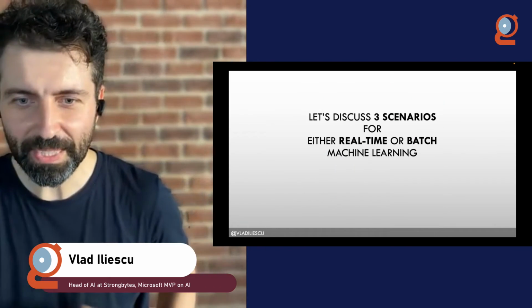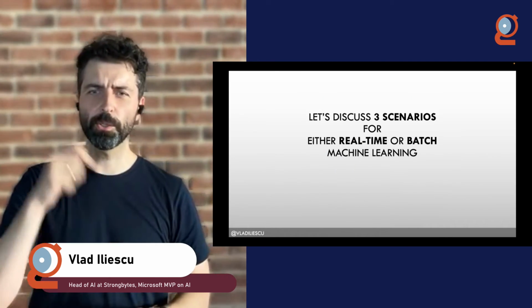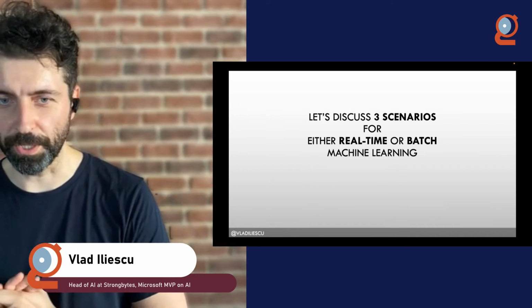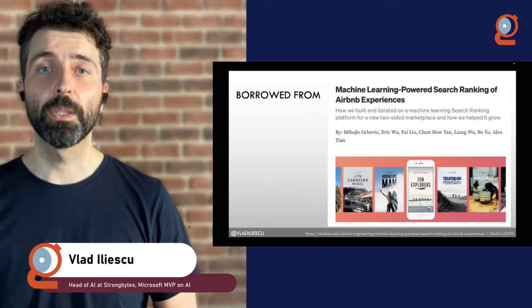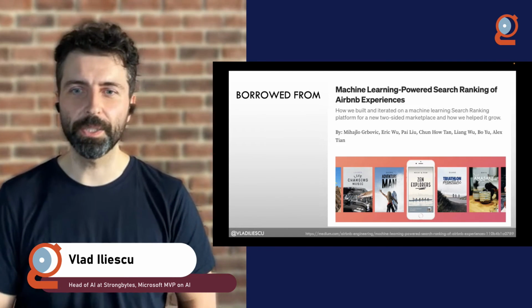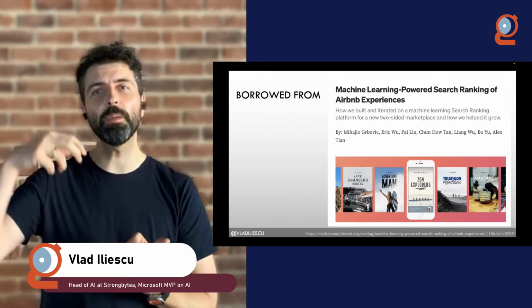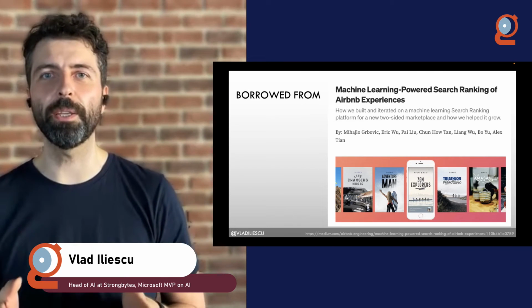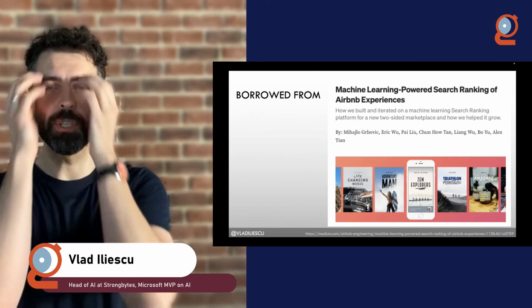Brilliant. Well, let's discuss 3 scenarios for either real-time or batch machine learning. And to be honest, I borrowed them from an excellent Airbnb article. It's about how they built their search ranking for machine learning.